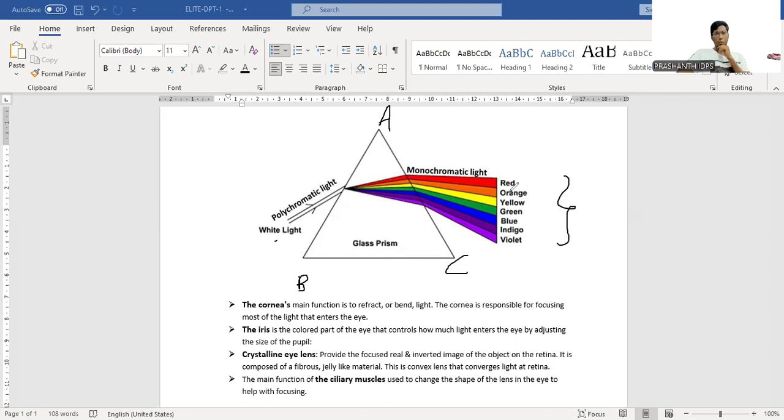Now if you count from top to bottom, what is the top color? Red, then orange, yellow, green, blue, indigo, and violet. Last one is the violet. But the question is asking from top to third place. Here from top to third place, what is the color? Yellow.